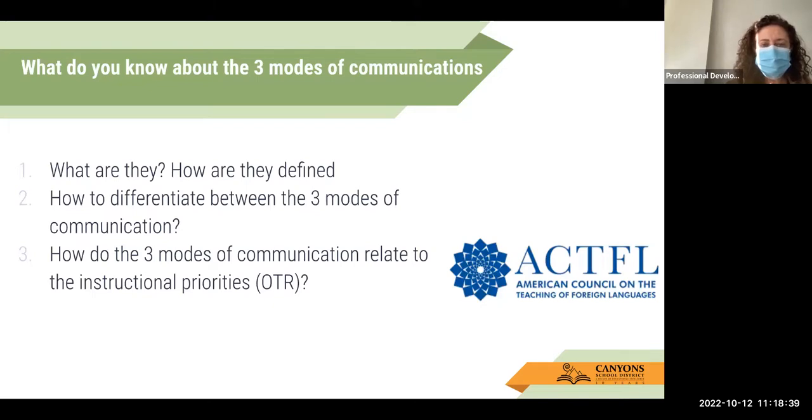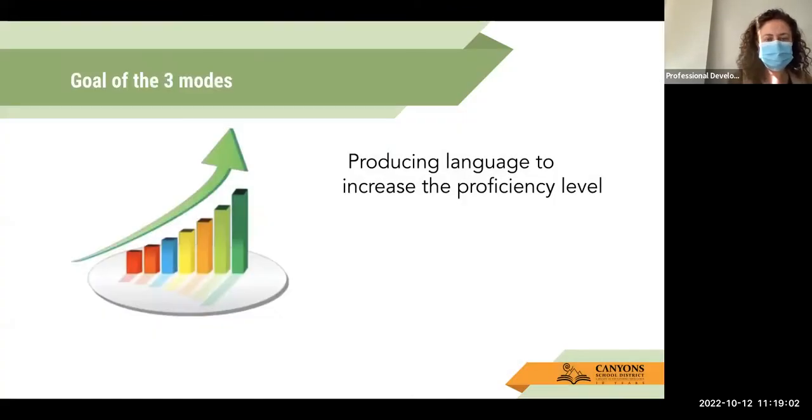So this is what we're going to do. We're going to say, what are they? How are we going to define them? How are we going to differentiate between the three modes of communication? And how our three modes of communication also relate to our instructional priority, especially to the opportunity to respond, because this is exactly what they are. And our three modes of communication, the goal for it is we are using it in order also to increase the language production in our classroom and to increase also the proficiency level of our students.